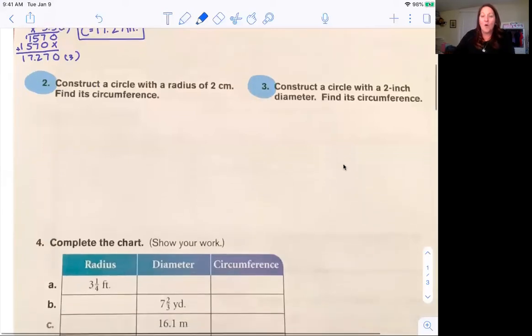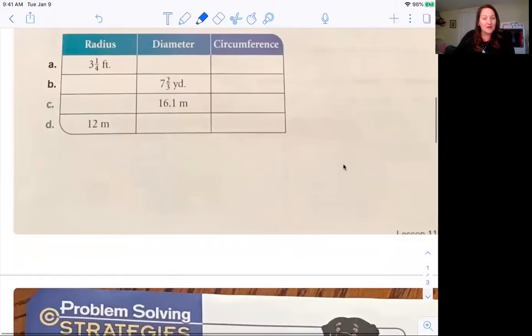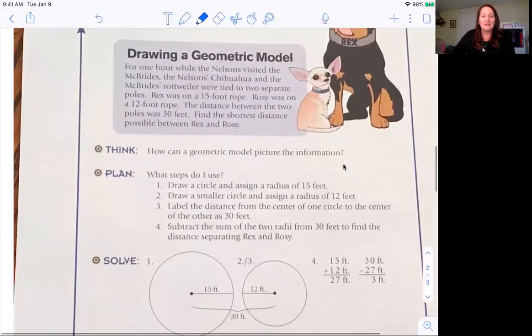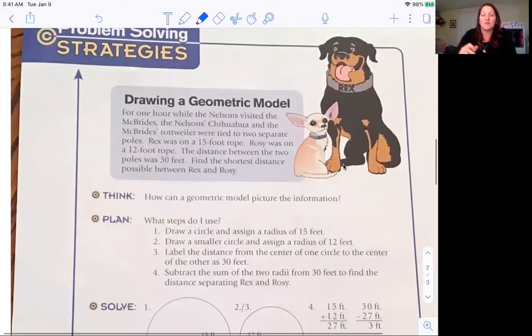Okay. 4 we're going to come back to. You probably already know what it's for. Oh, wow. Okay, let's look at this here. It says drawing a geometric model. For 1 hour, we're on the back of the page, while the Nelsons visited the McBrides, the Nelsons' Chihuahua and the McBrides' Rottweiler, oh my goodness, look at that size difference, were tied to 2 separate poles. This math curriculum, they keep tying dogs to poles. It's kind of sad. That's okay.